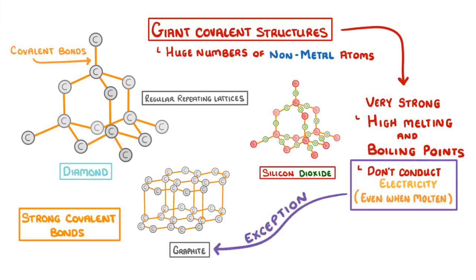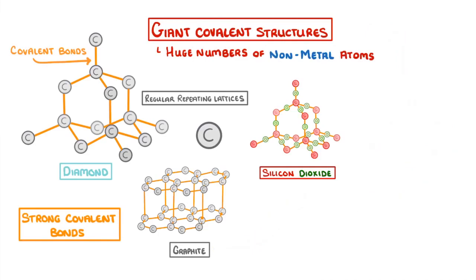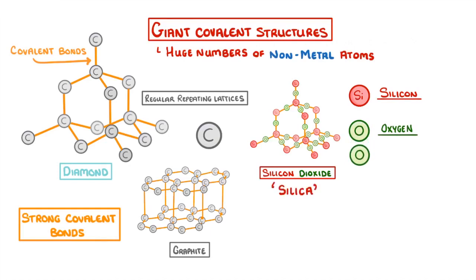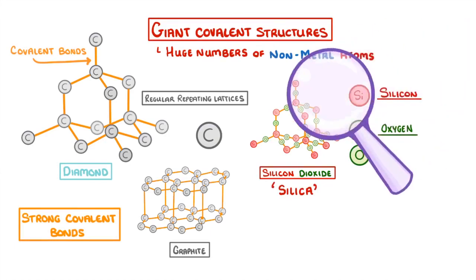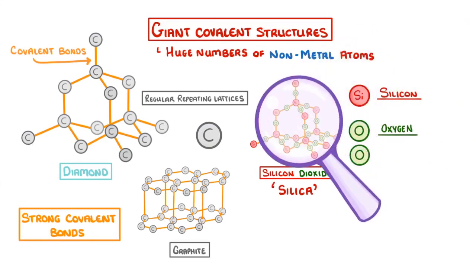An exception to this though is graphite, which we take a closer look at in another video along with diamond, which are both made of carbon atoms. Silicon dioxide, on the other hand, is made of silicon and oxygen atoms in a ratio of 1 to 2. It's also known as silica, and is the main component of sand. You won't have to draw it, but you do need to be able to recognize giant covalent structures like this.